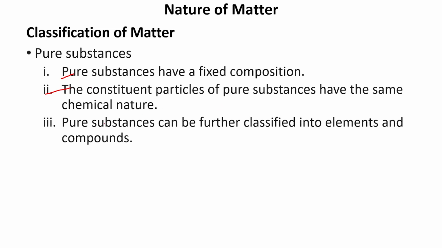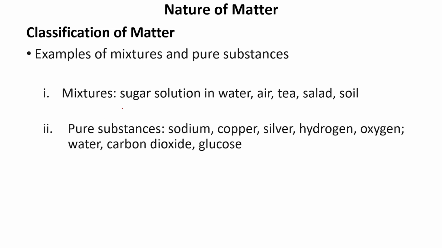Now, pure substances can be classified further into elements and compounds. Before discussing elements and compounds, let us see some examples of mixtures and pure substances. From mixtures, we can take the sugar solution in water. Its composition is not fixed. You can dissolve 1 tablespoon of sugar in water or 2 tablespoons of sugar in water. It will remain a sugar solution. But since its composition is not fixed, it is a mixture.